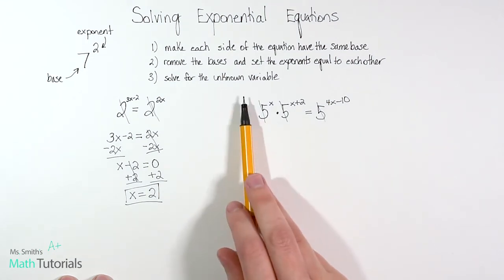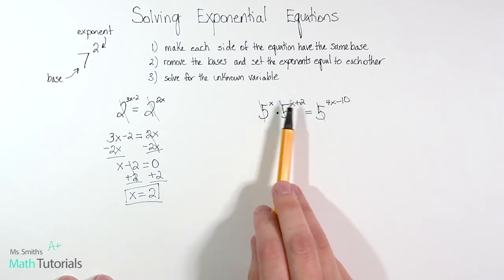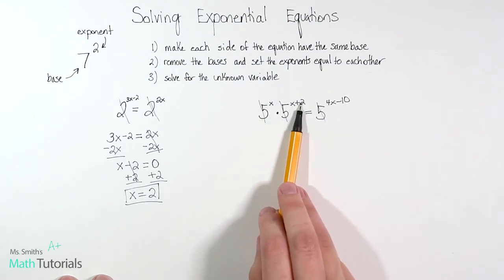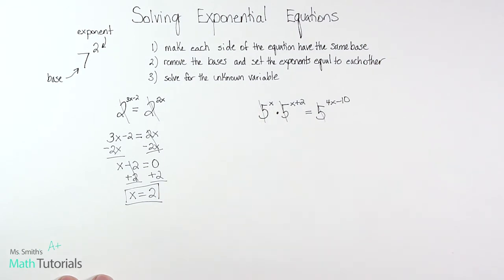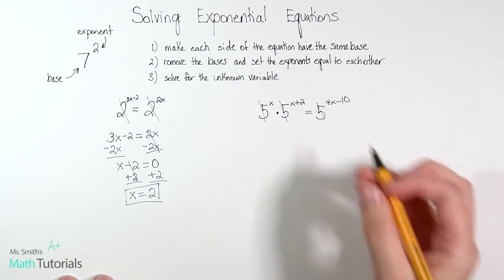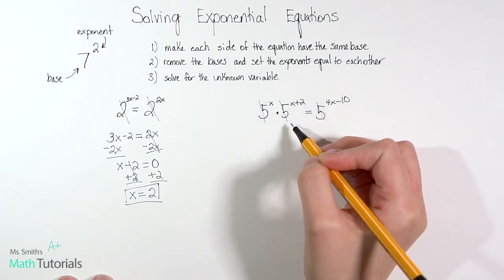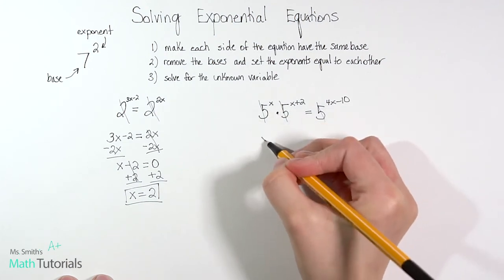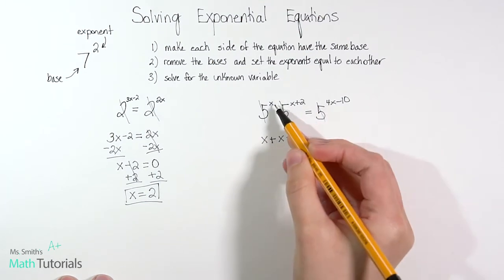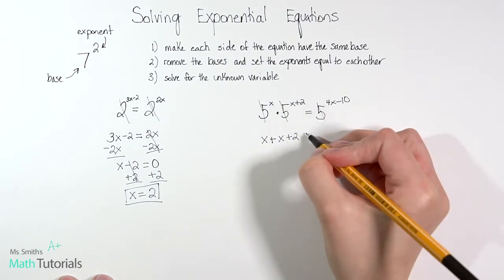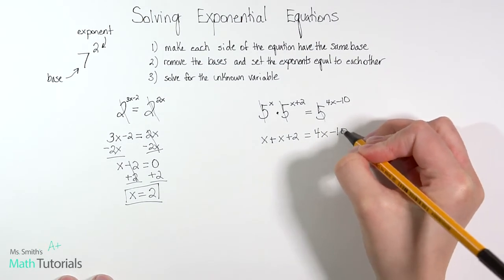You would remember that when we multiply like bases straight across, what do I do with the exponents? I add them. Okay, so when we multiply with like bases, we add the exponents. So I'm going to follow that same rule here. Since this is 5^x times 5^(x+2), these two are really being added together. So we would write that as x plus x plus 2, this one plus this one, equals, and then I've got my exponent over here, 4x minus 10.